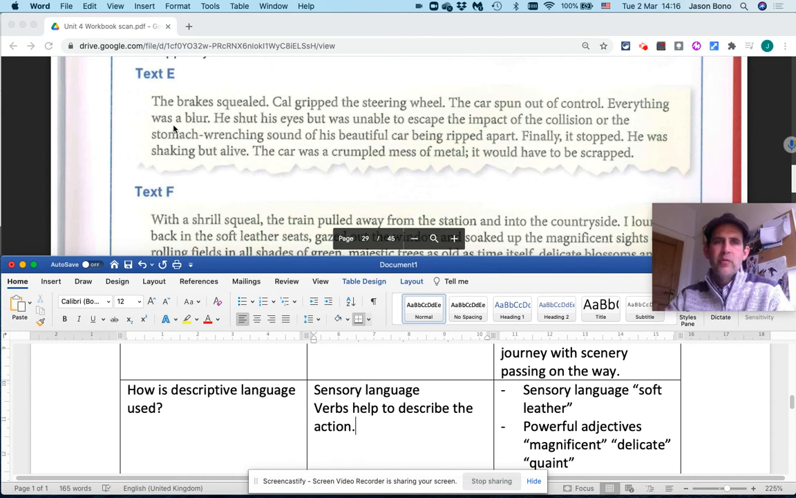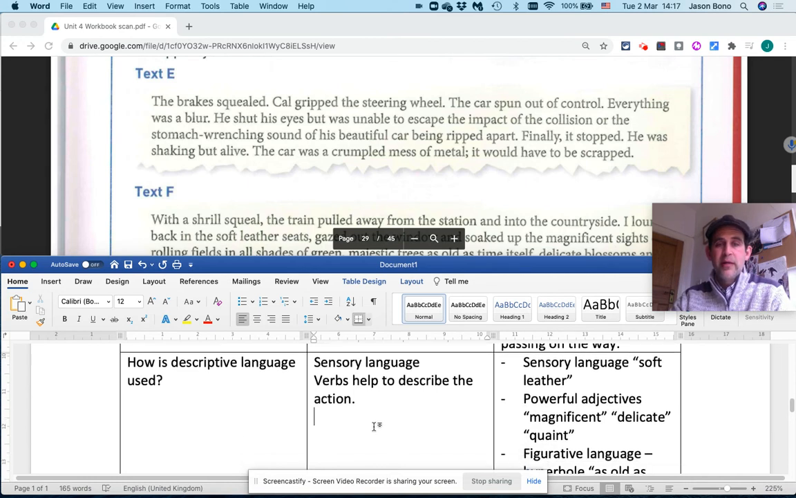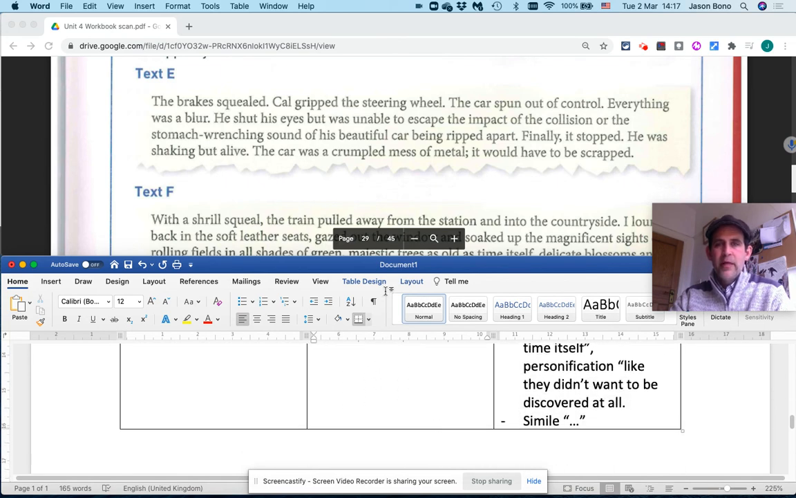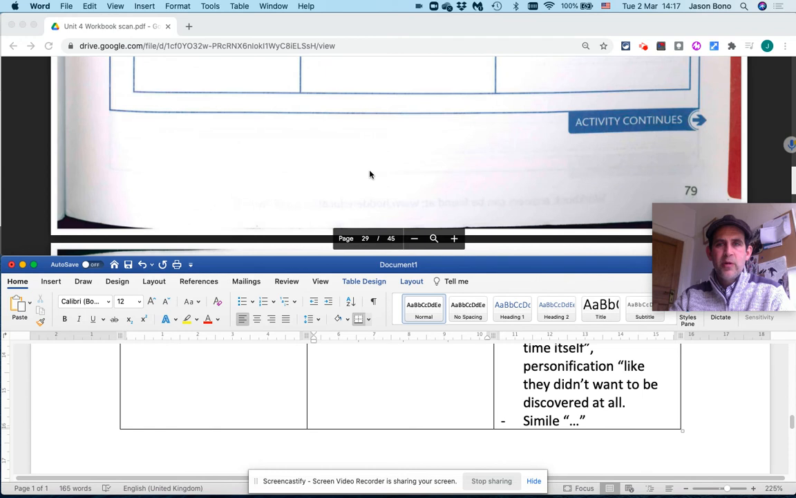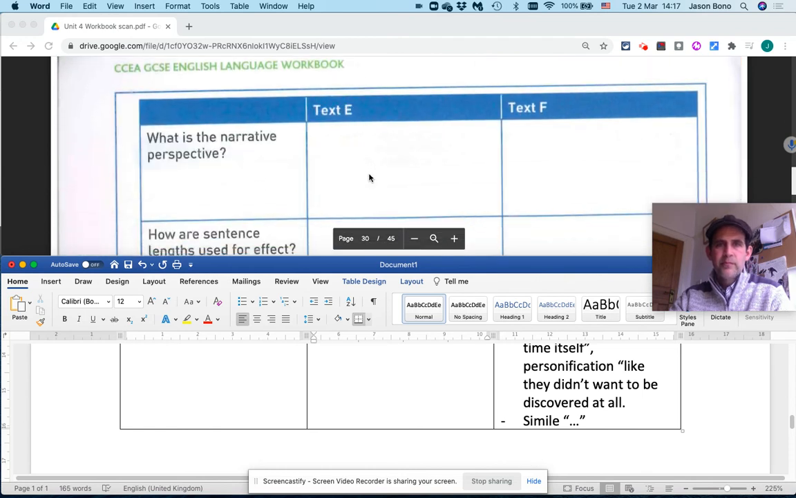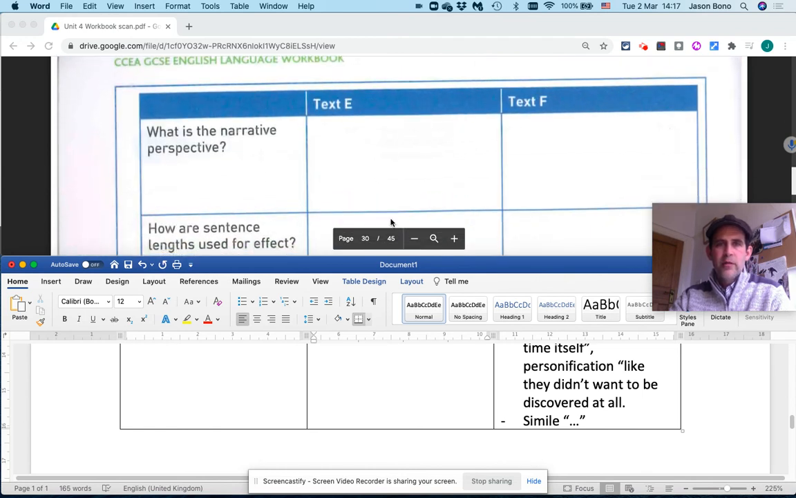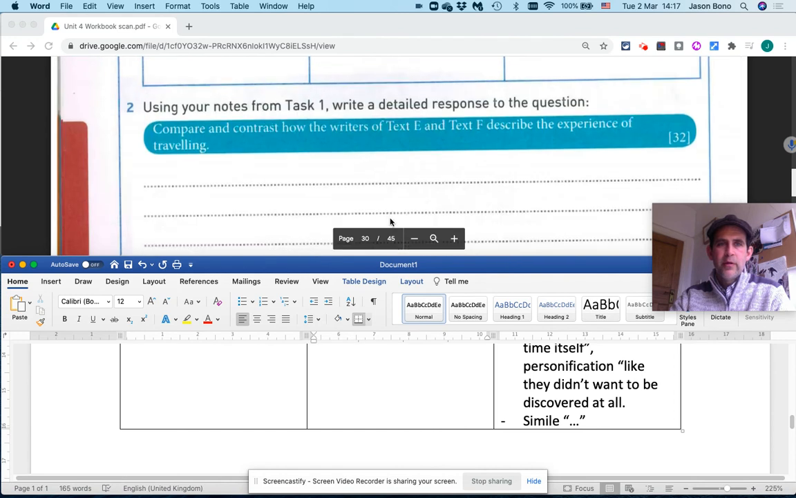Okay, everything was a blur. That's another sensory detail. Okay, so you can add some of the verbs, the action words that help us understand what's happening. Okay, and I'll leave it there. Okay, now let's go on to the next part of your task. Well, here we go.